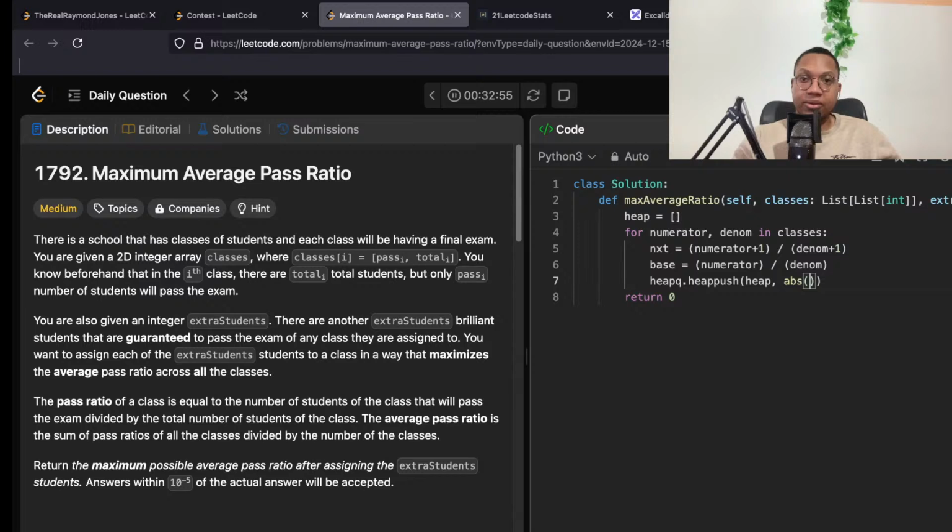No, it's not even absolute. It's just next minus base. And then we'll add in base. So what this is going to do is it's going to sort everything. Now the actual big problem is that this needs to be negative. So actually let's make it base minus next, because it needs to be max heap in Python.